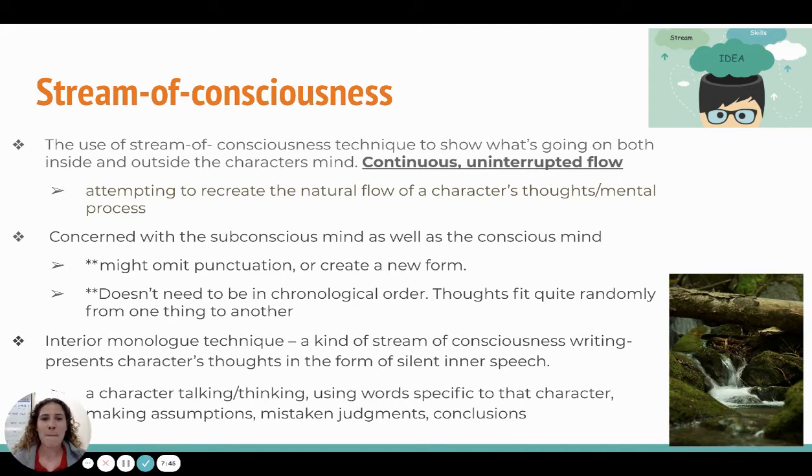But in making it new, some authors are including the stream of consciousness, where you're just kind of putting everything out there all on a page, and it's to kind of mimic what's happening in the character's mind. So maybe you're missing punctuation, or you're getting a different form, like in poetry. Maybe it's not in chronological order. Maybe thoughts are quite randomly put together. Kind of this interior monologue, stream of consciousness.